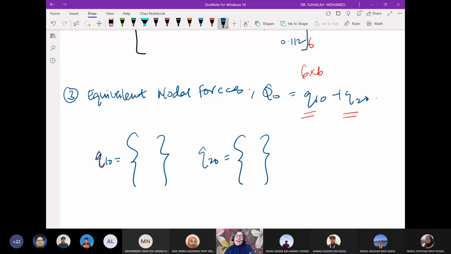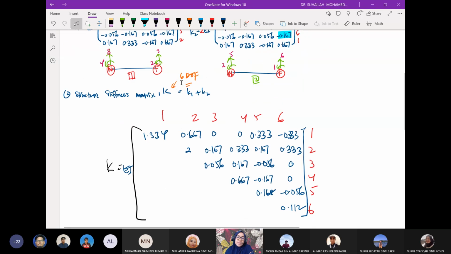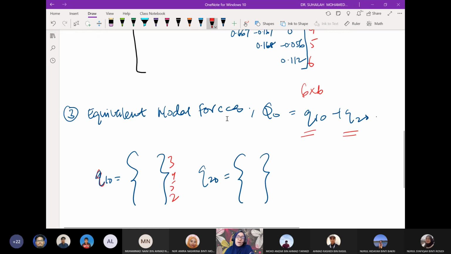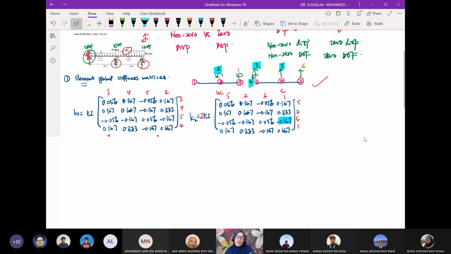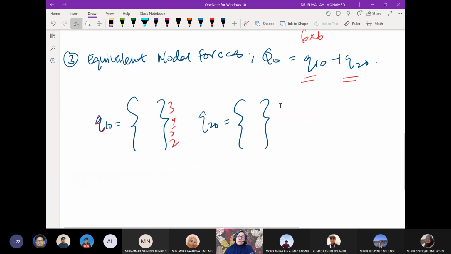Okay, four values. So we analyze element by element. We need to label, the same way we label K, K1 and K2. We must label the same because it refers to the element. So for element number one, we just copy the labels back: 3, 4, 5, 2 for element number one. And for element number two, we have 5, 2, 6, 1. Okay, now how do we find the values for Q1 naught and Q2 naught?